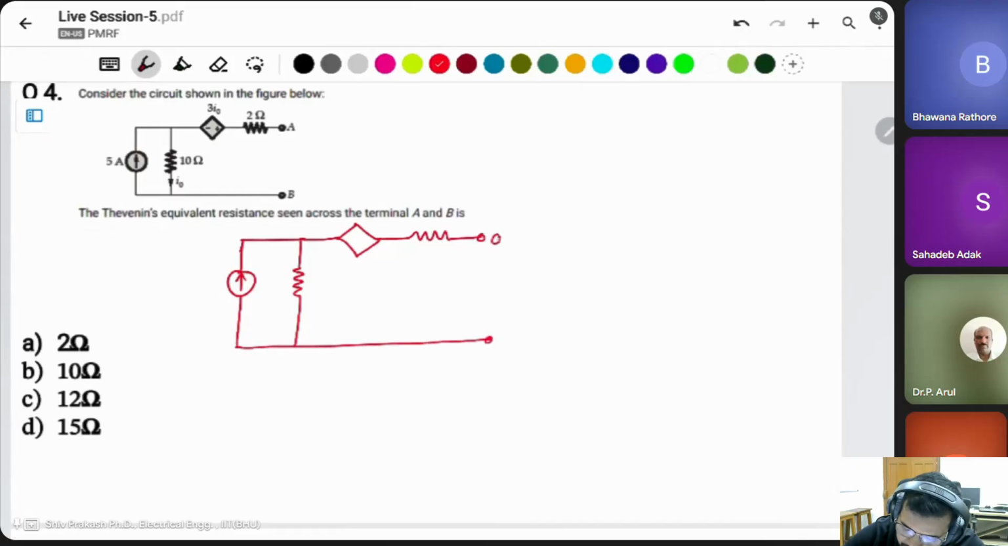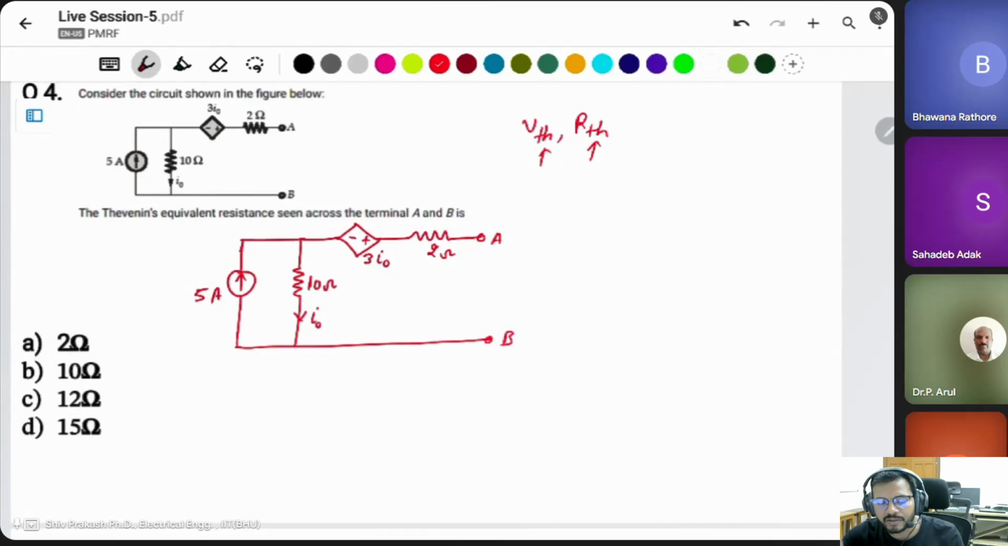There are two terminals A and B. This is the 2 ohm resistor. It's a dependent source, minus plus, of 3 I naught. This is a 10 ohm resistor. This is I naught. This current source is 5 ampere. Suppose the question is asking about VTH and RTH, the Thevenin equivalent voltage and Thevenin equivalent resistor. Now this circuit converts into the Thevenin equivalent circuit. Then how can we find these?